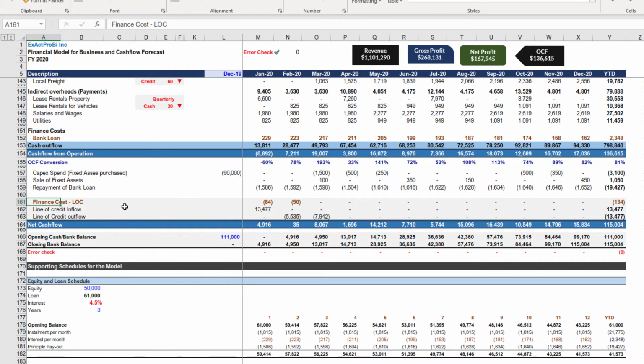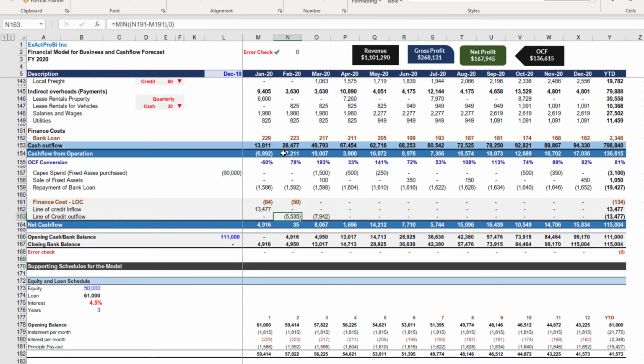Now here again we have interest cost, that is finance cost and LOC. This will fluctuate each month based on the credit we are getting from our bankers. And this is the line of credit inflow, line of credit outflow that is coming from the schedule below. Whenever we have a deficit, for example, in the month of January, we had a deficit, that is negative operating cash flow. We needed some funds and that's why we had an inflow of this amount. And how this amount is coming, I'll explain you in the schedule below.